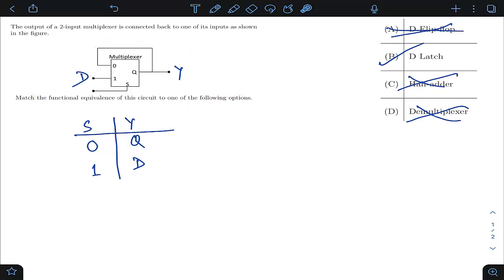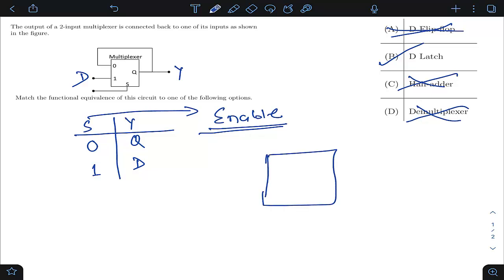So S equals 0, it is holding the previous state. S equals 1, it is transmitting this particular D input. So this is nothing but the functionality of a D latch. You can imagine this select line is equivalent to the enable pin of the latch. Whenever enable equals 0, Y is equal to Q, the previous state. Whenever enable equals 1, the output is equal to the transmitted input. That's what happened, right? If you remember D latch, this is your enable signal.